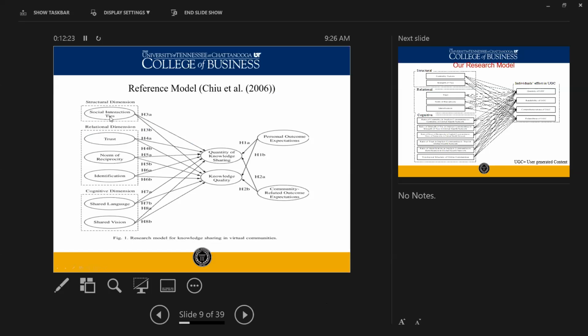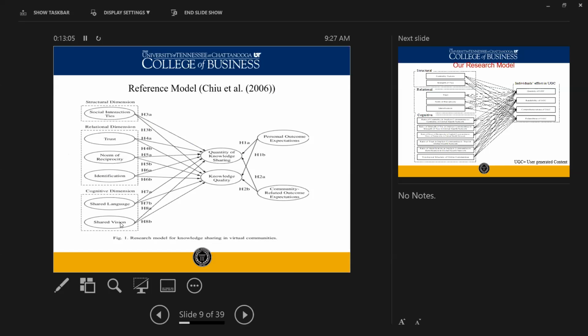And in this model, the structural dimension is basically how they socially interact with each other, or the interaction ties. The relational dimension consists of three factors: trust, norm of reciprocity, what is the norm in the society of reciprocating? So if you make a post, you will get an answer to it, you'll get a response to it. That is the reciprocity. And the sense of identification with the community, belongingness with the community. So those three are measures of the relational dimension.